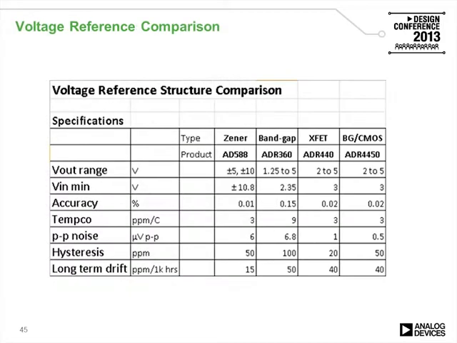Here's a comparison of the different types of references. You can have buried zeners, band gap references. You can see the zeners tend to be slightly higher voltages, band gap tend to be lower. The XFET is a variation on the band gap that uses FETs instead of bipolar transistors as the core of the reference. And the X comes from an extra diffusion that they do on one of the JFETs in a differential pair so that they get very precise differential. Basically, the easiest way to say it is the XFETs tend to be our more precise types of references.